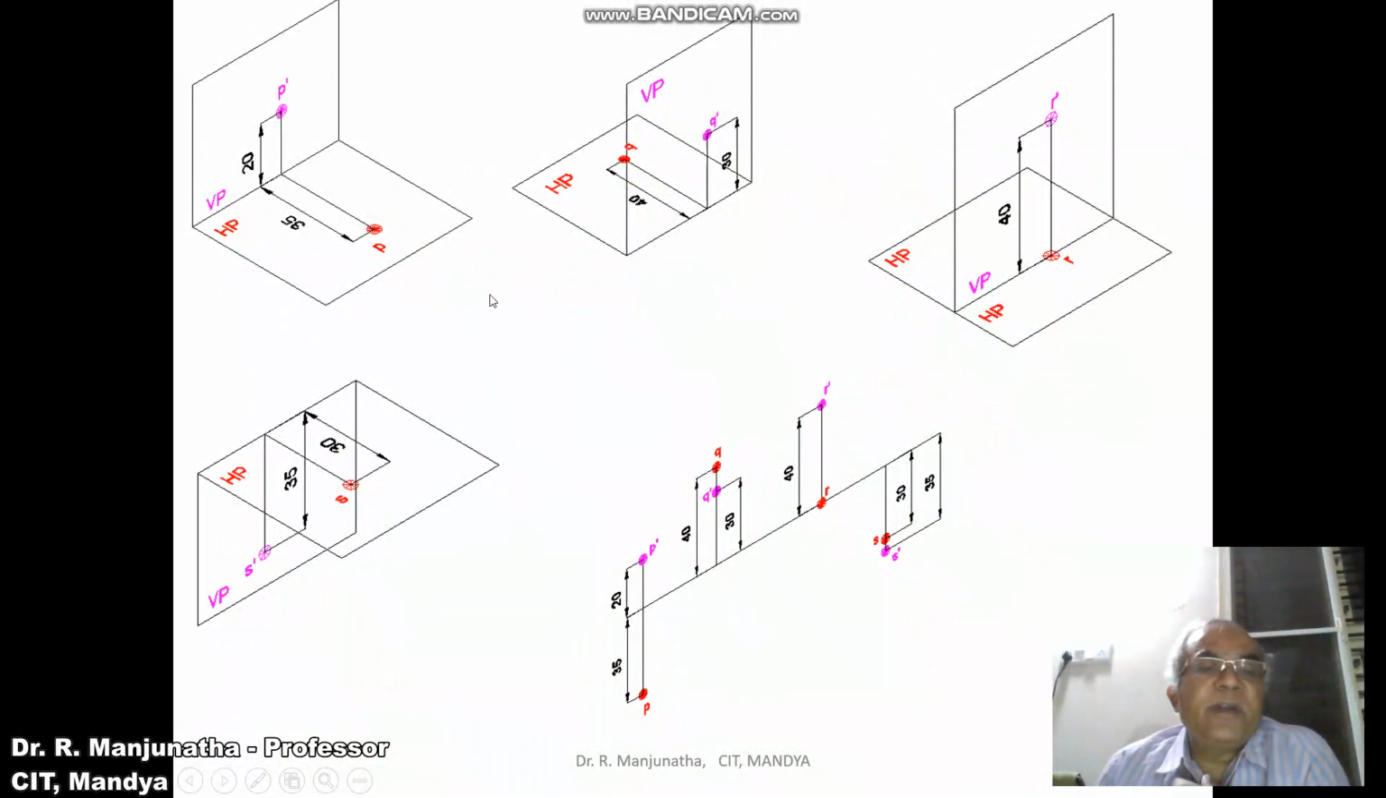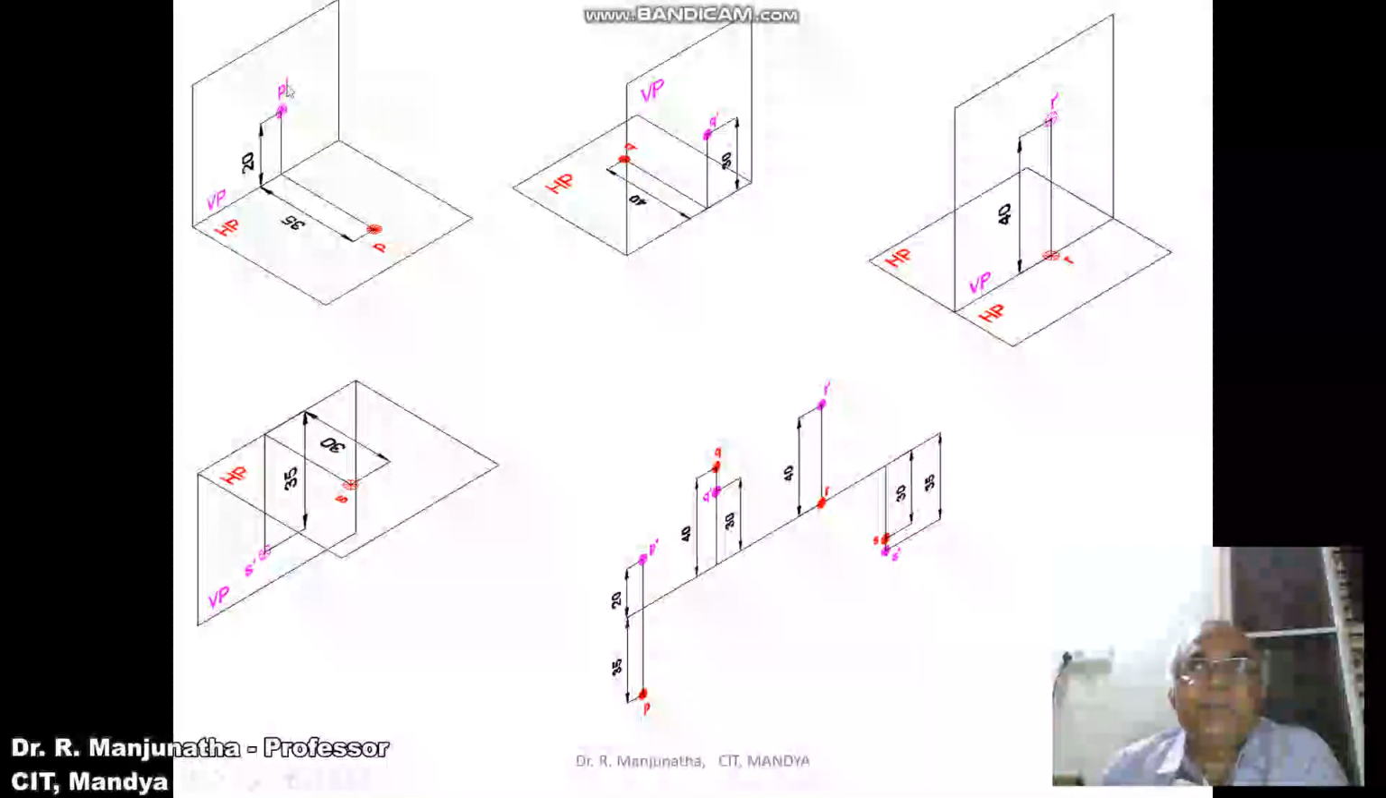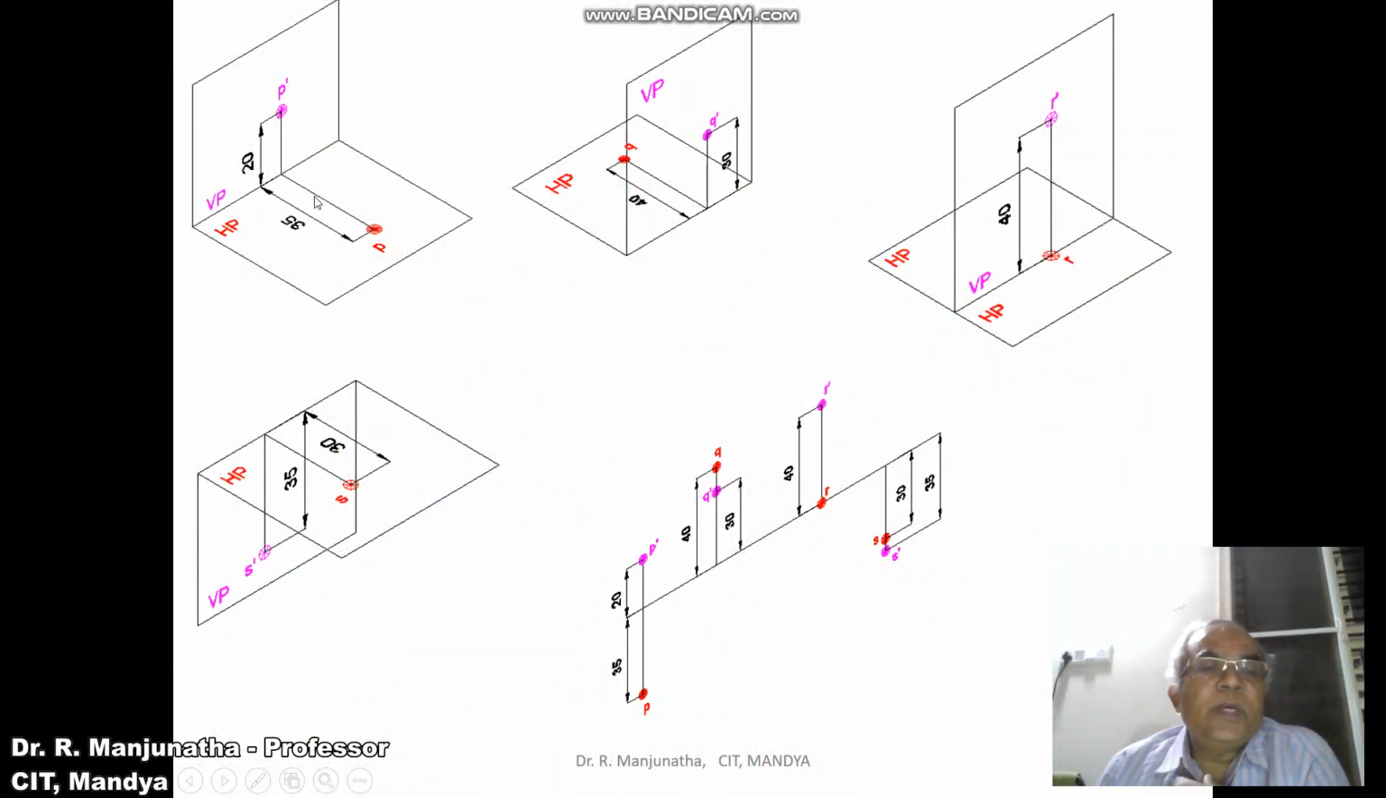When you look from the front view, we can see the distance above HP. That image will fall on the vertical plane, so this point will become P dash. And when you look from the top view, we can see the distance 35 mm in front of VP. That image will fall on the horizontal plane, so that point will be small p. When HP is rotated down, the vertical plane is always fixed. So when HP is rotated down in the first quadrant, P dash will be above the xy line and P will be below the xy line. This is how it will look.